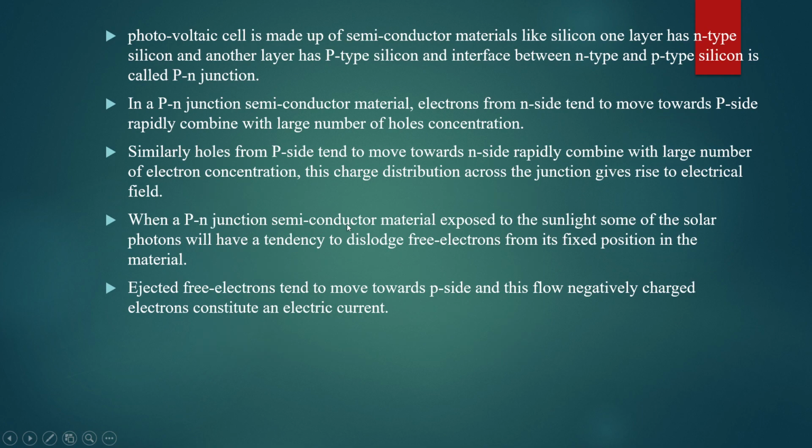When a PN junction semiconductor material is exposed to sunlight, some of the solar photons will have a tendency to dislodge free electrons from their fixed position in the material. Next, the ejected free electrons tend to move towards the P side, and this flow of negatively charged electrons constitutes an electric current.